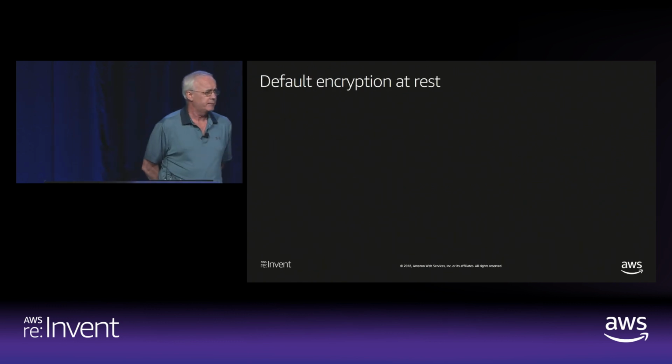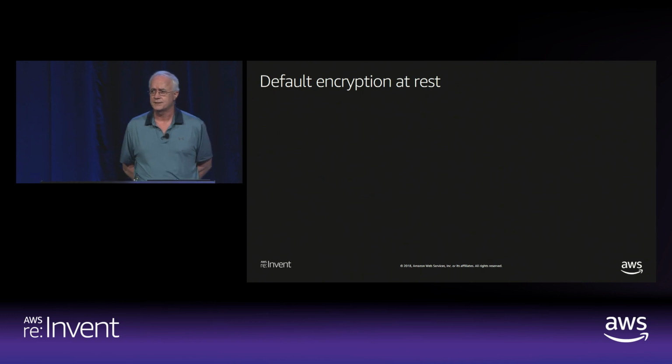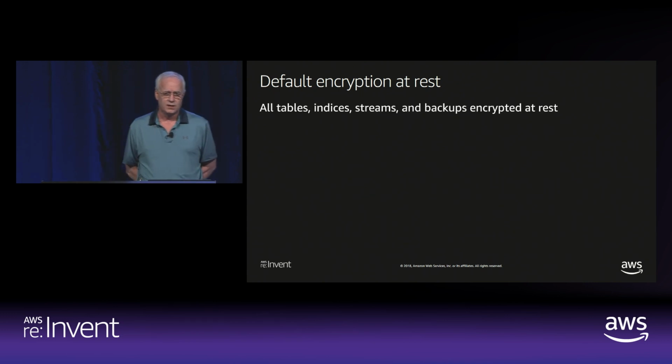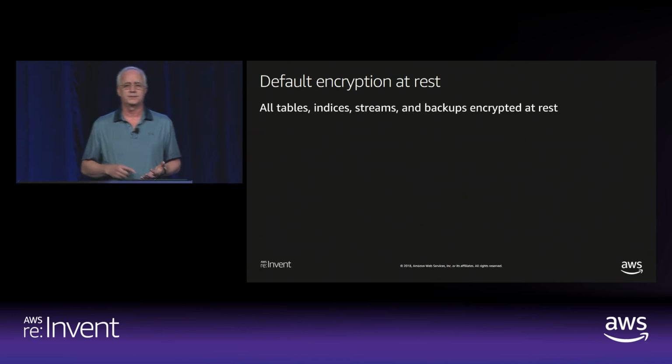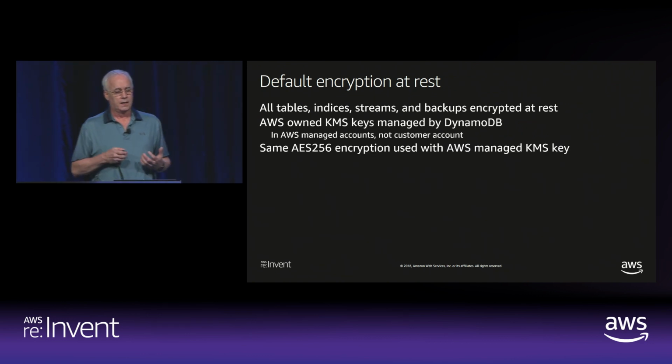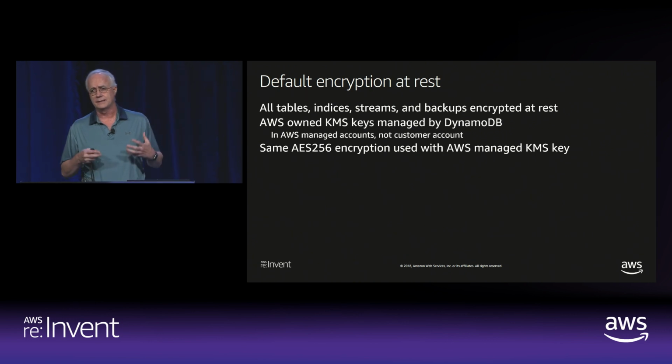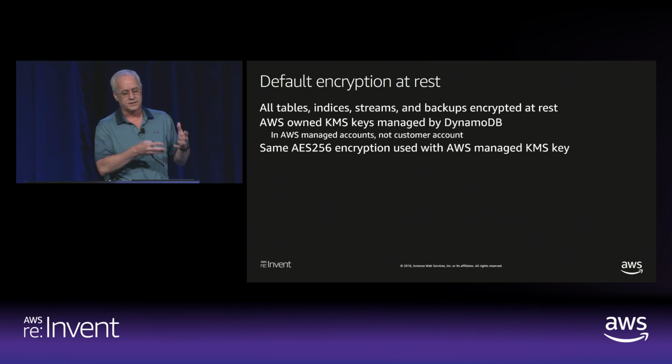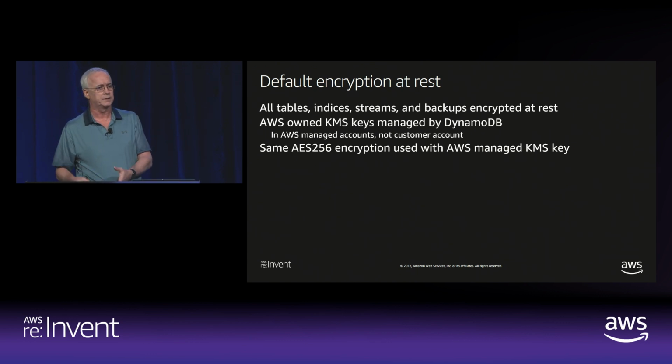We recently, I think about a week or two ago, announced default encryption at rest. With default encryption at rest, all of your tables, all of your backups, all of your streams, all of your indices are all encrypted. They're encrypted with DynamoDB or AWS-owned KMS keys. So these are not KMS keys in your account. So there's no CloudTrail records in your account. There's no permissions needed to access these keys. These are all within and managed by accounts within DynamoDB. We use the same encryption model. So the general model for this is we use KMS to encrypt the data key, and the data key is used to encrypt the data within the tables.